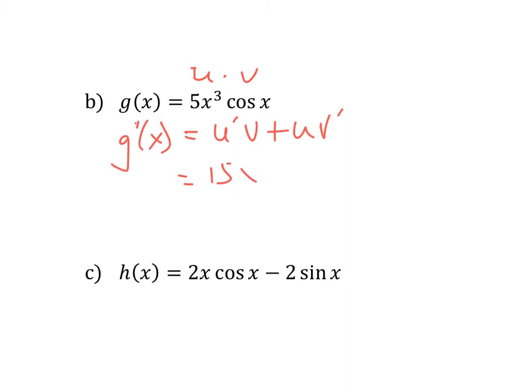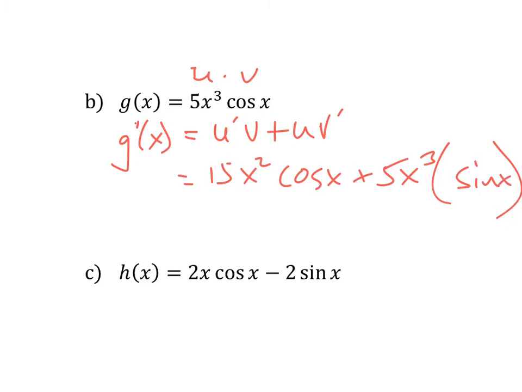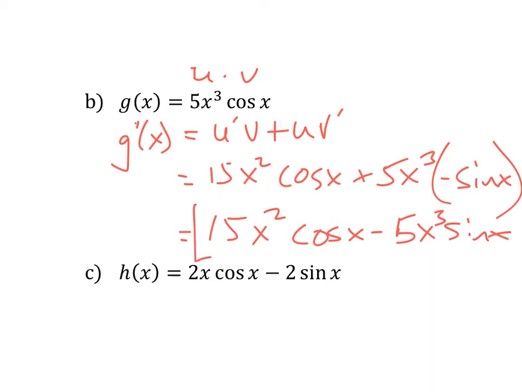Derivative of the first, 15x squared, times the second, cosine of x, plus the first, 5x cubed, times the derivative of the second. What's the derivative of cosine? Negative sine. Yeah. Negative. And that's about it. 15x squared, put that negative sign around. Cosine x minus 5x cubed sine x. Derivative of the first times the second plus the first times the derivative of the second. Okay?